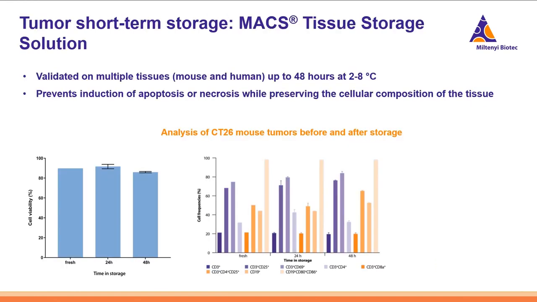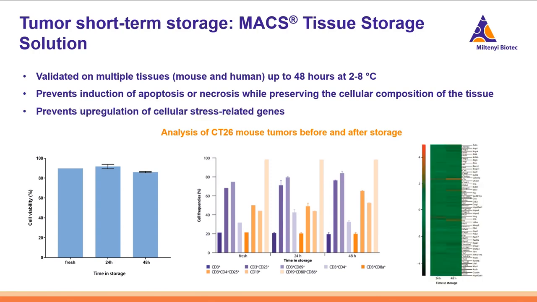So in order to achieve this goal, first of all, we can use the MACS Tissue Storage Solution, which allows us to preserve our tissues, either human or mouse, for up to 48 hours. And here we can see some flow cytometry data that show how the viability is not impacted, and also how this solution allows us to preserve the immune population originally present in the tumor. Finally, we can observe how the stress-related genes are not upregulated after 48 hours from dissection.